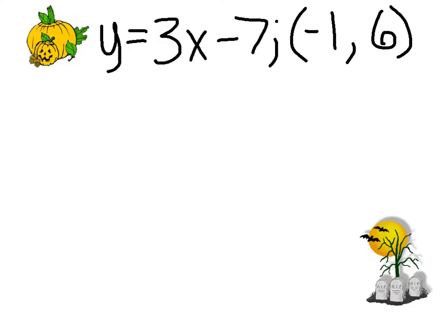Practice problem. Okay, what's our slope going to be for our perpendicular line?